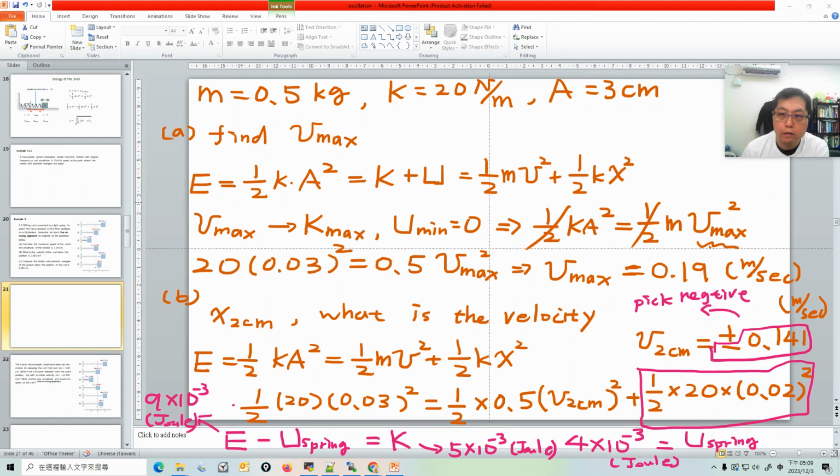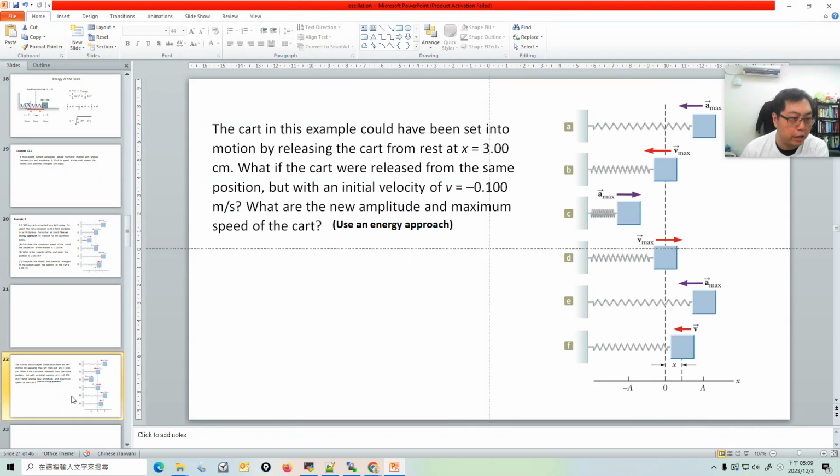The next problem is if we change the initial condition. It says the initial position is at x equals 3. It's the initial position, not the amplitude. And it changes the initial velocity to 0.1. Find the new amplitude and maximum speed of the cart. We'll use the energy approach once again.